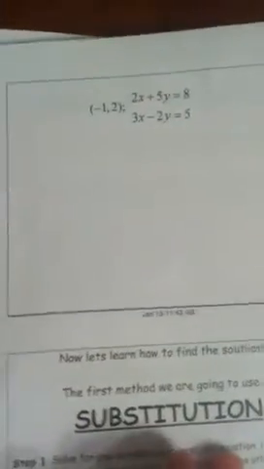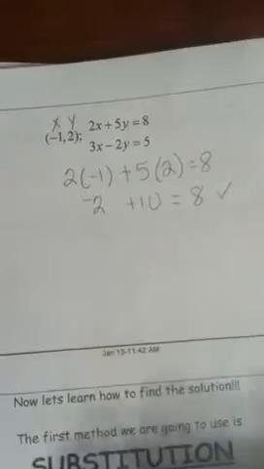So let's check this next one. I'm going to plug negative 1 in for x, 2 in for y. I get 2 times negative 1 plus 5 times 2. Simplify that a little more: we have negative 2 plus 10, which is equal to 8. So it satisfies the first equation.